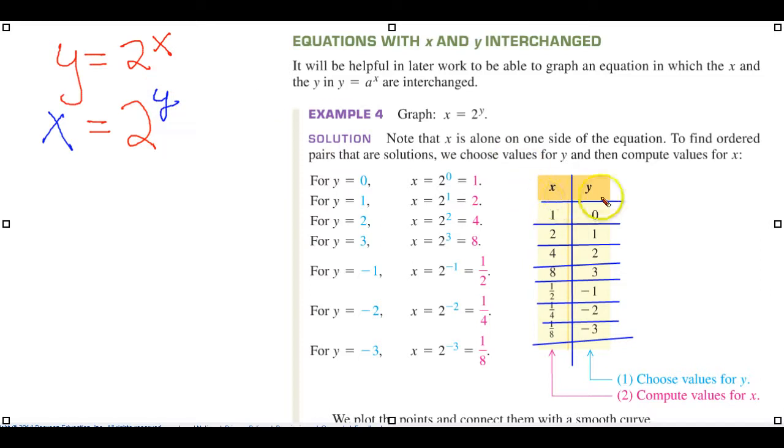And now we're going to start filling in our chart, because now our y value is 0. What will our x value be? Well, a 1. Our y value is 1. What will our x value be? 2. And if you continue through this, you get these. So these are now the x as a result of y as our exponent. We have interchanged this. Now let's take a look at what our graph looks like.